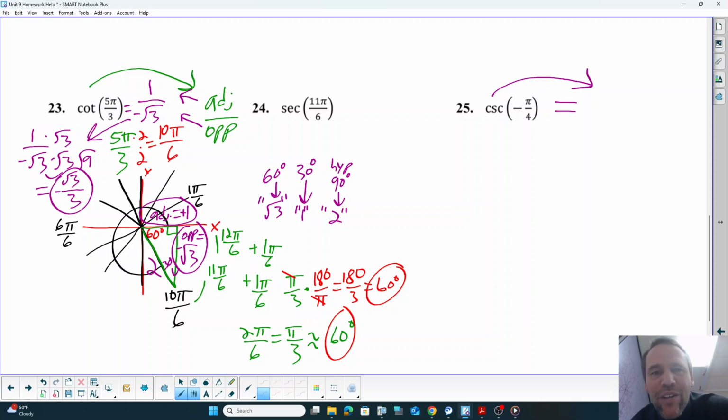Have you paused me yet? You need to pause me. Try it on your own. Pause me. Try it on your own. Pause me. So cosecant is, what is cosecant?